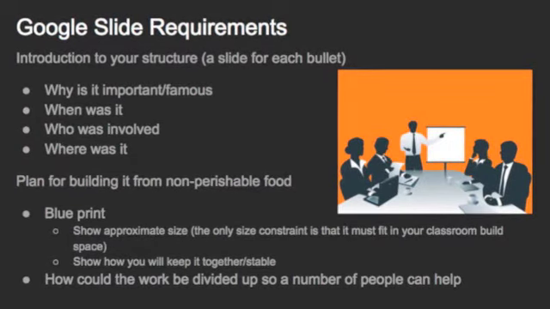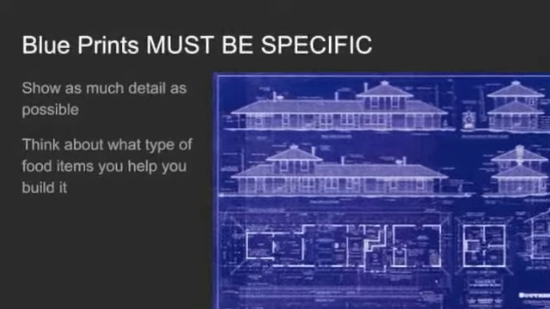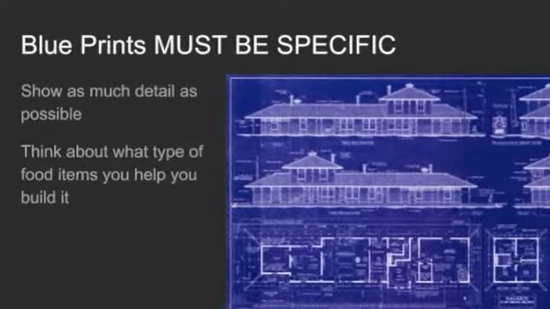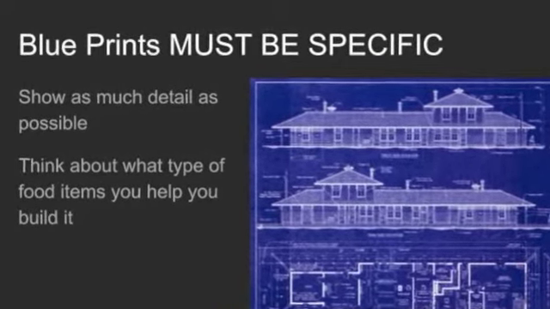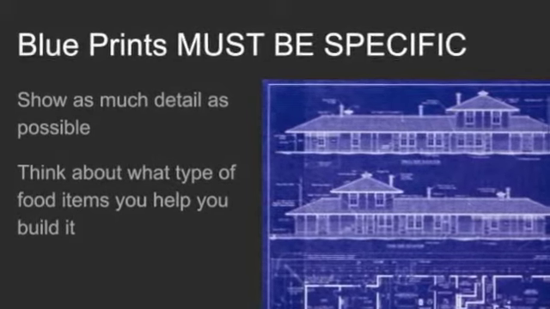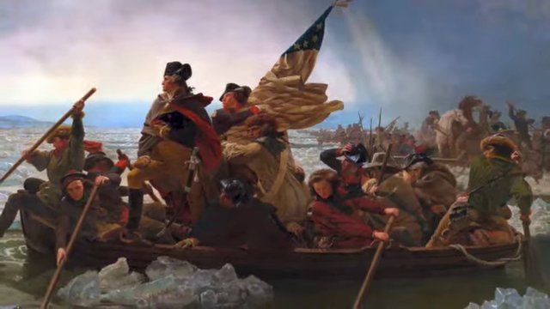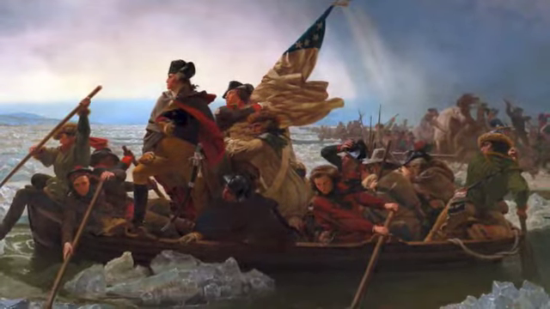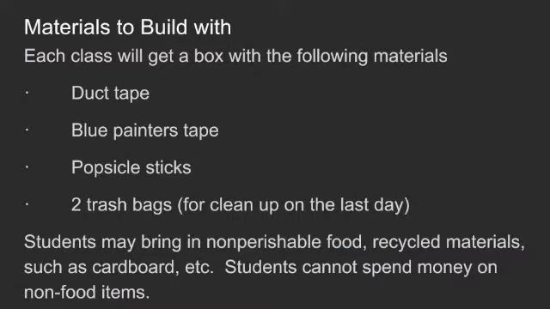Along with the slide presentation, you also need to make sure that you've planned out and created a detailed blueprint of how you're going to build your model. You need to be able to explain to your classmates what you have in mind, and ideally you should also figure out ways to divide up the work so different people can work on different things. If your historical model was going to be George Washington crossing the Delaware, you might want to plan to have some people build the boat, some people model George Washington, and some people do a background. Divide up the work.